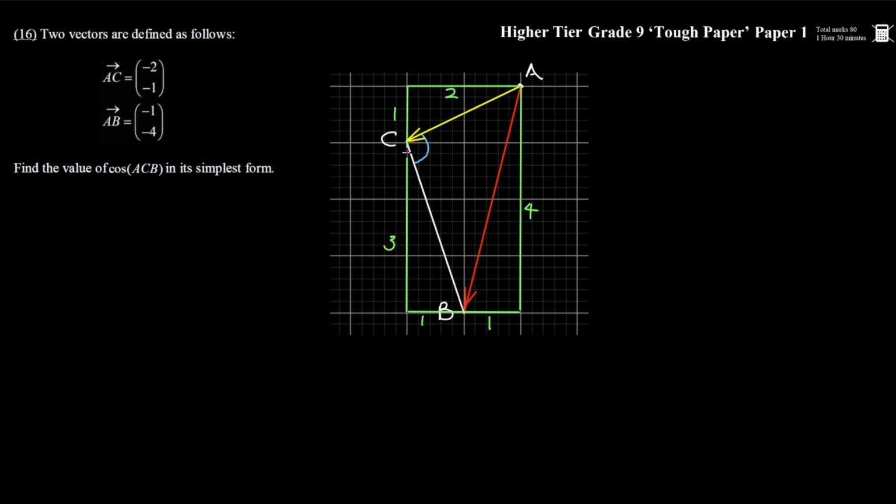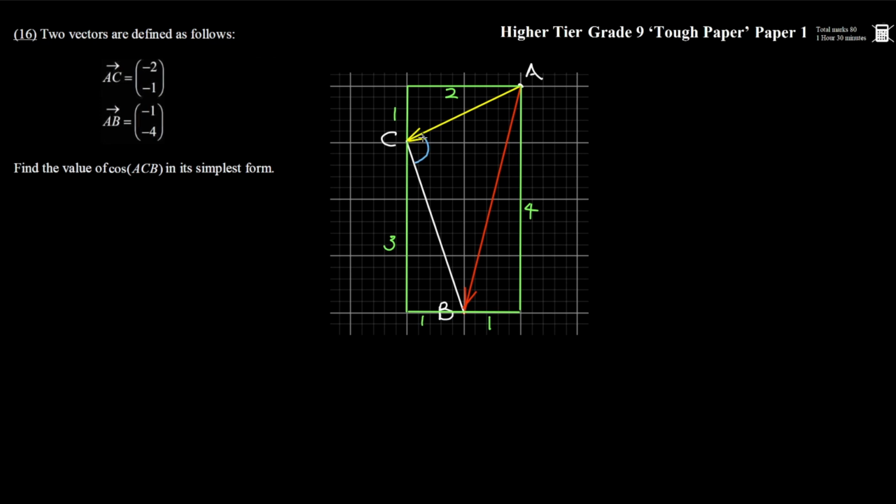because what we've got to do is find the length of all these three lines, the yellow, the red and the white, using Pythagoras and these horizontal and vertical distances to find the length of the lines and therefore get this angle here in terms of the cosine rule.